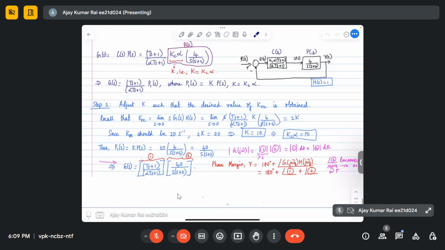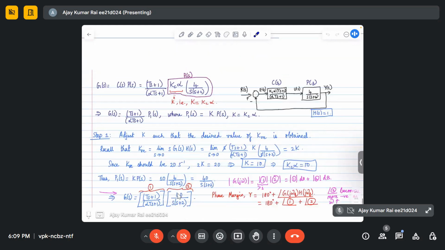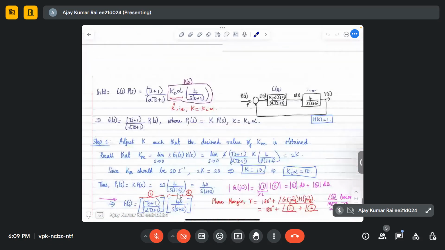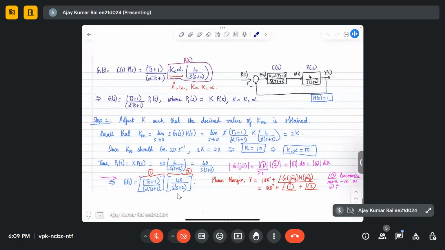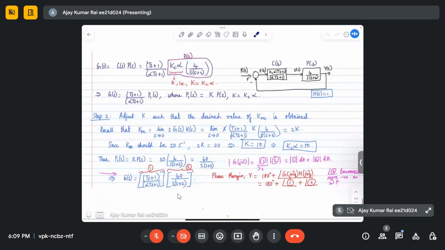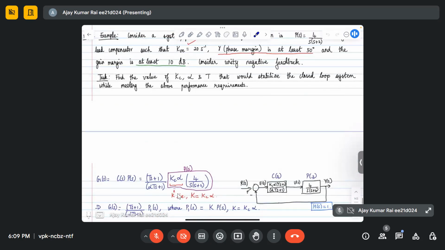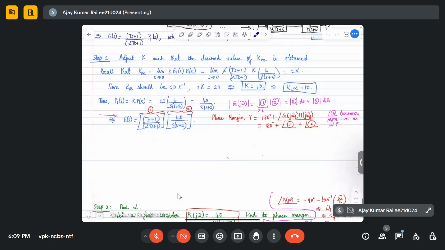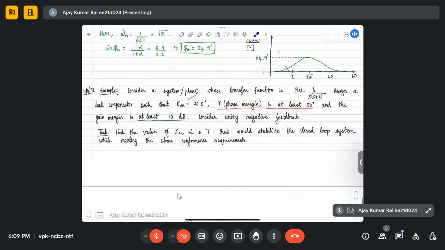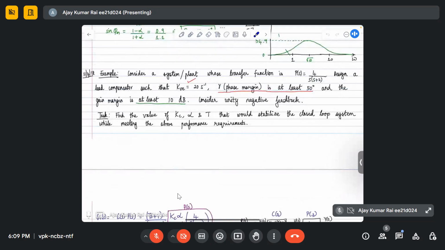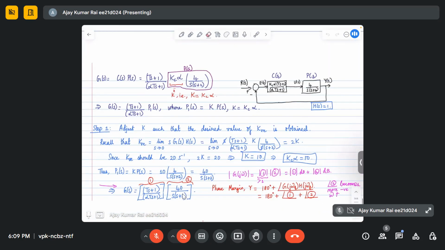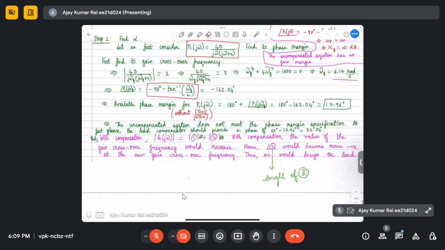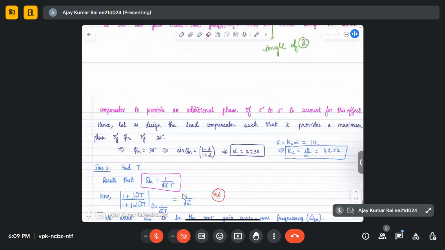I will not explain this, so if you have any doubt, you can ask me. This is a very elaborate example where you can see how we can find the three parameters of the lead compensator. Basically, up to now, the lead compensator is used to add extra phase margin to the plant transfer function. Okay, so this is a very important example.